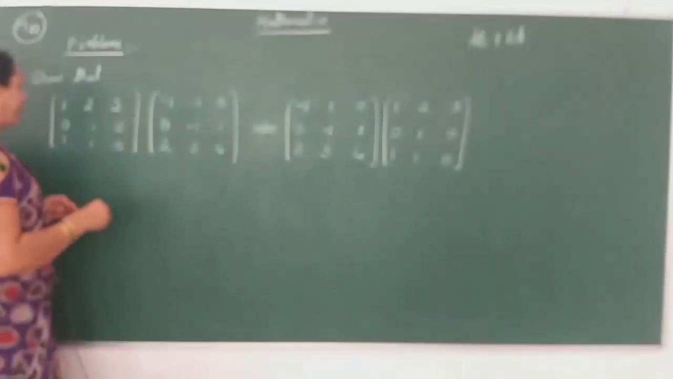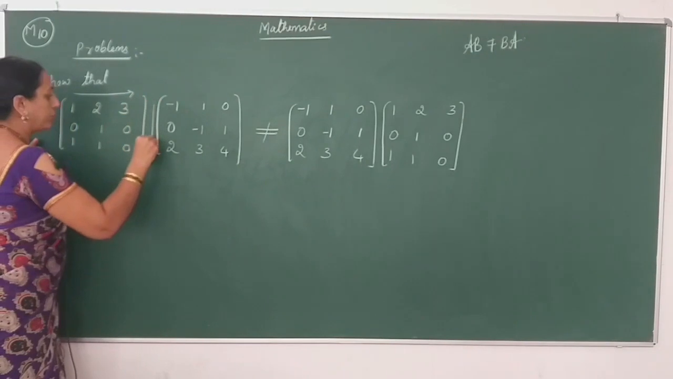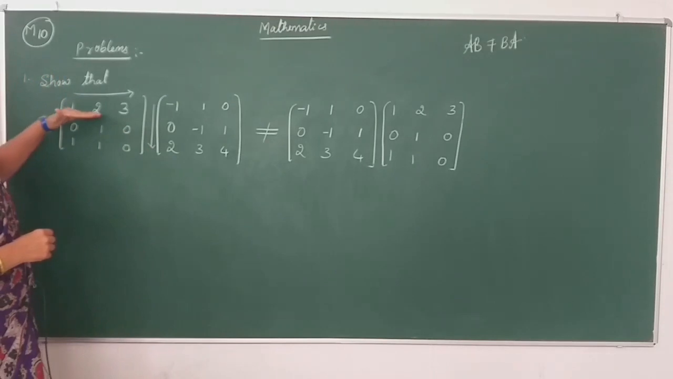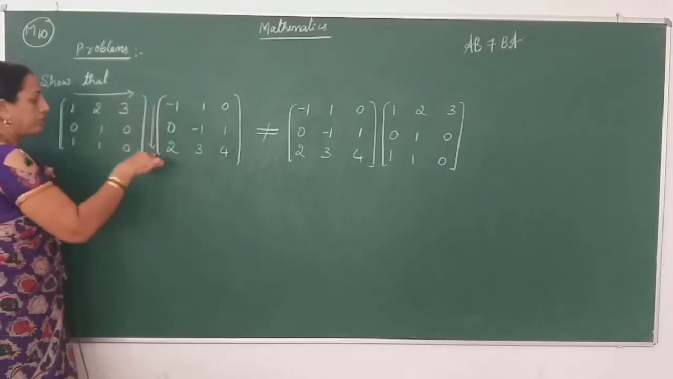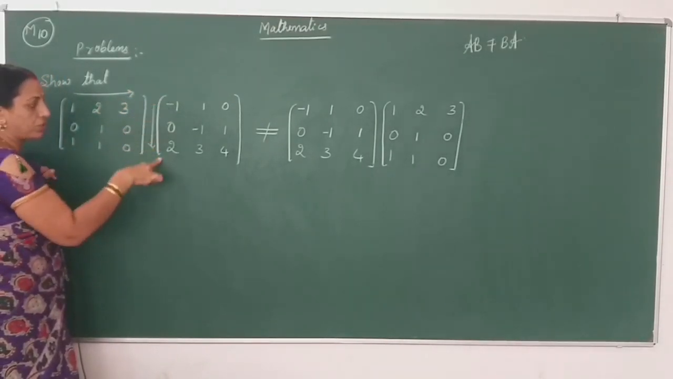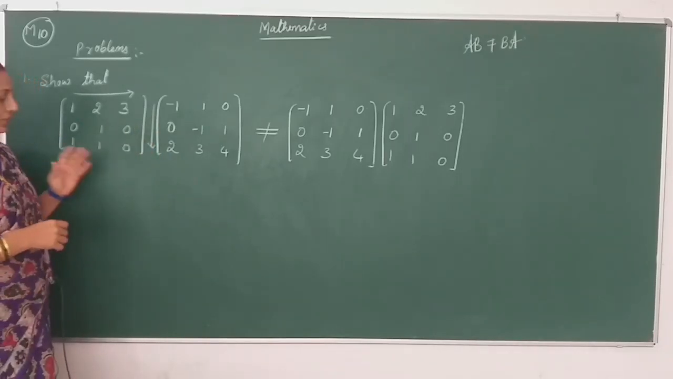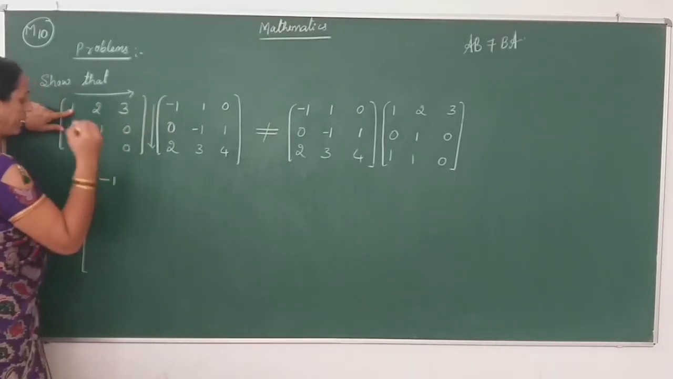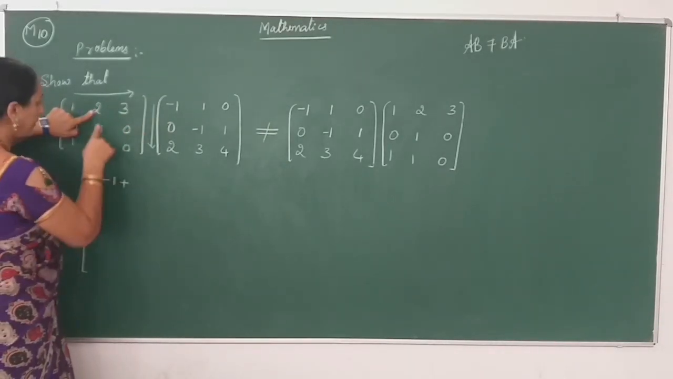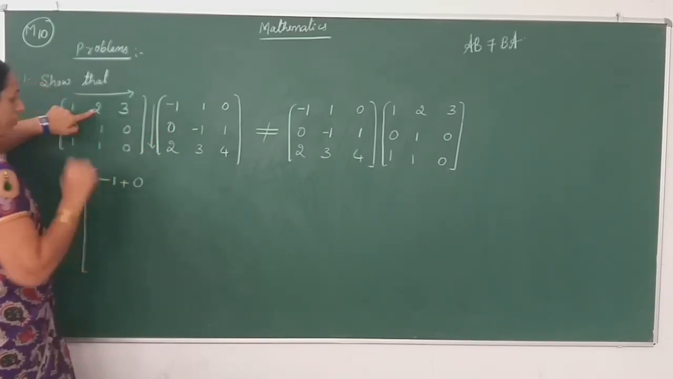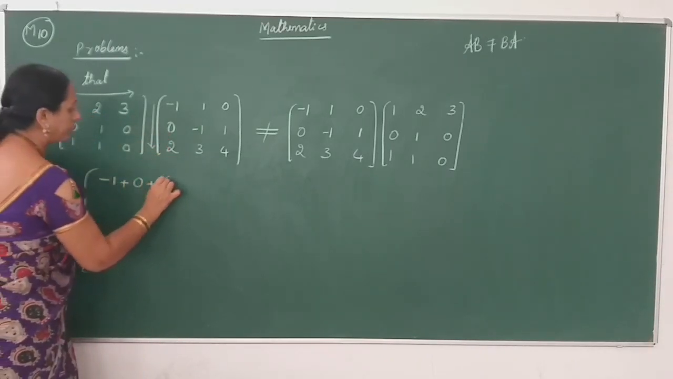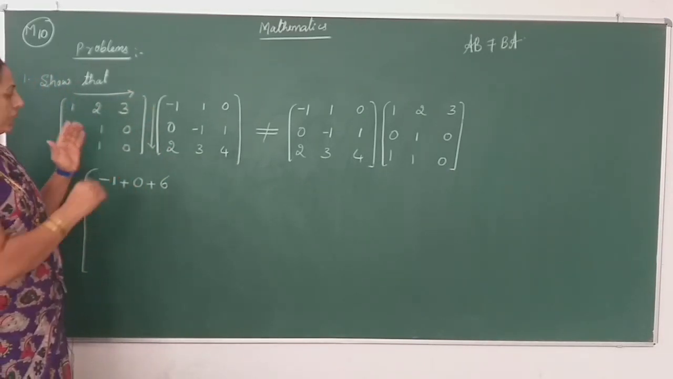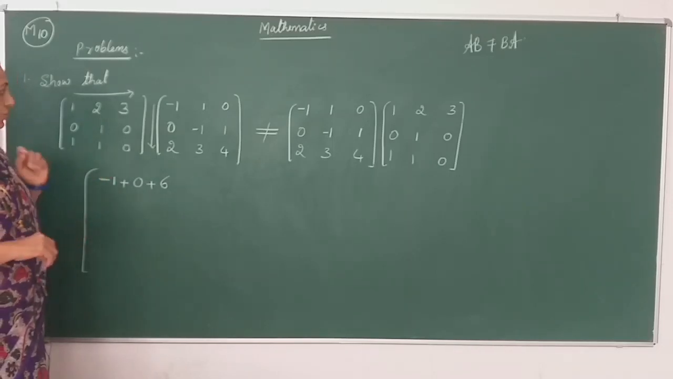In the first, the left hand side is the multiplication of two matrices. The procedure of multiplication of two matrices is rows with columns. The first row's elements are multiplied with the corresponding elements of the first column and the products are added together. First row, first column: 1 into minus 1 is minus 1, plus 2 into 0 is 0, plus 3 into 2 is 6.